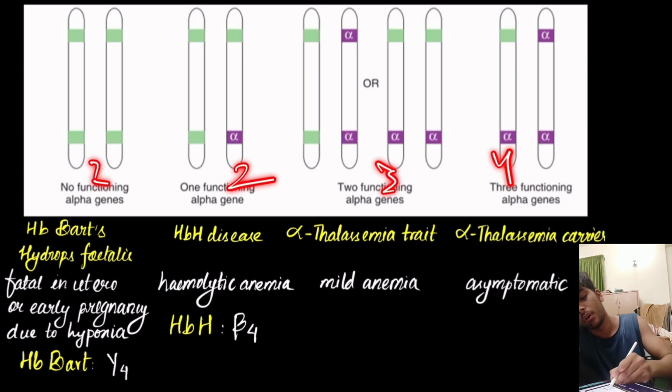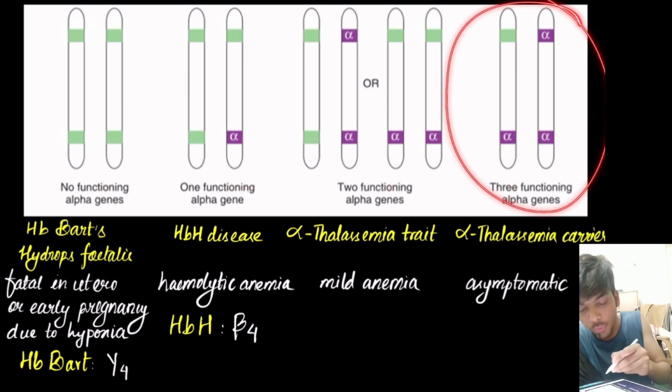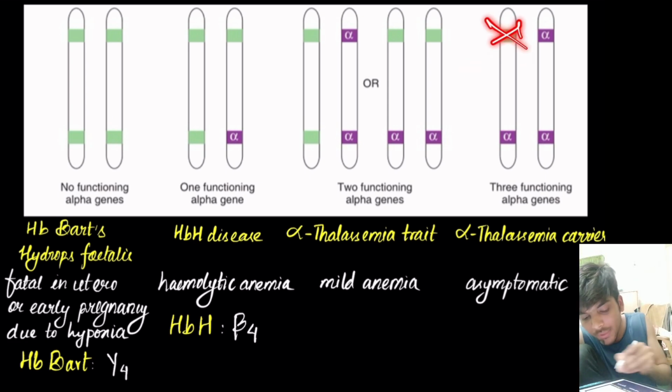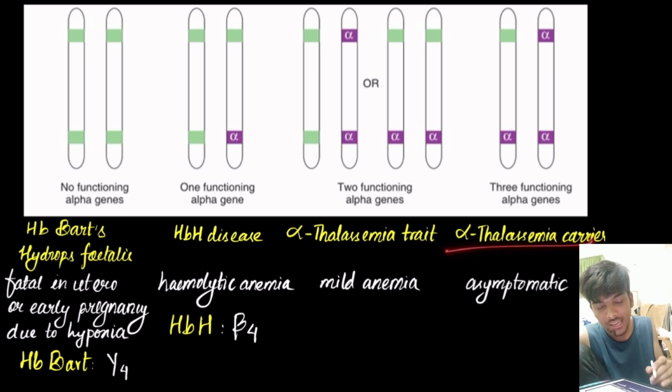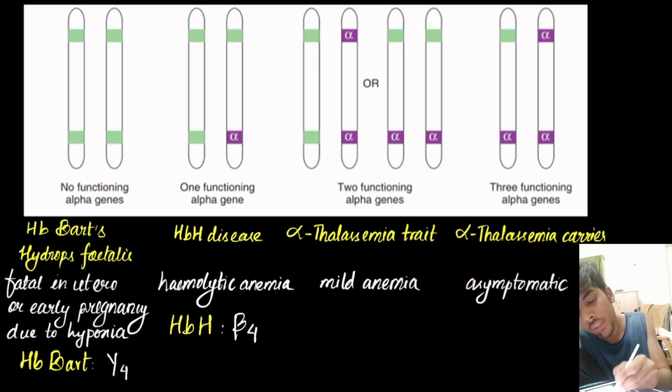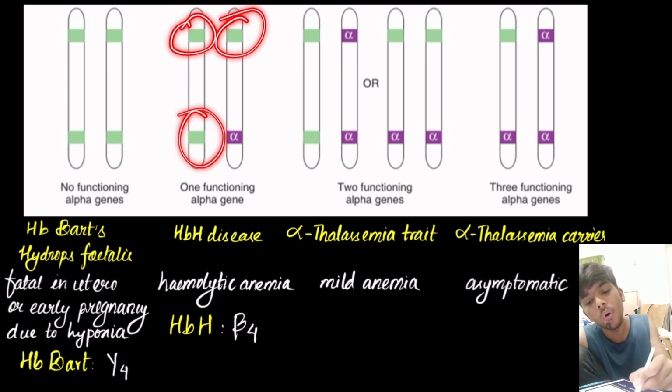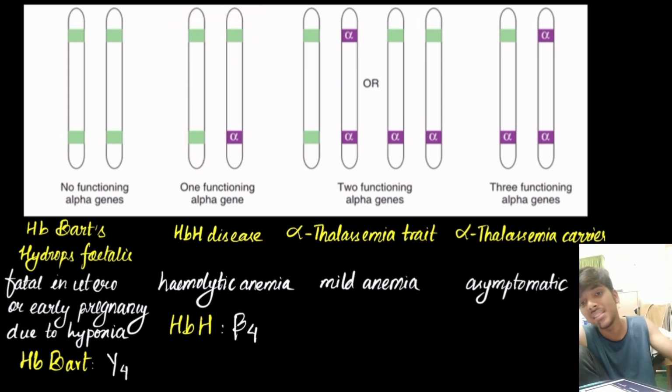1, 2, 3, 4. So in the first type, only 1 gene has been deleted. Only 1 alpha gene has been deleted. This is alpha thalassemia carrier, and it is asymptomatic. In the second type, out of 4, 2 have been deleted. This is alpha thalassemia trait, and there is mild anemia. In the third type, 3 out of 4 alpha genes have been deleted. So there is massive decrease in the production of alpha globin chains. This is your HbH disease.